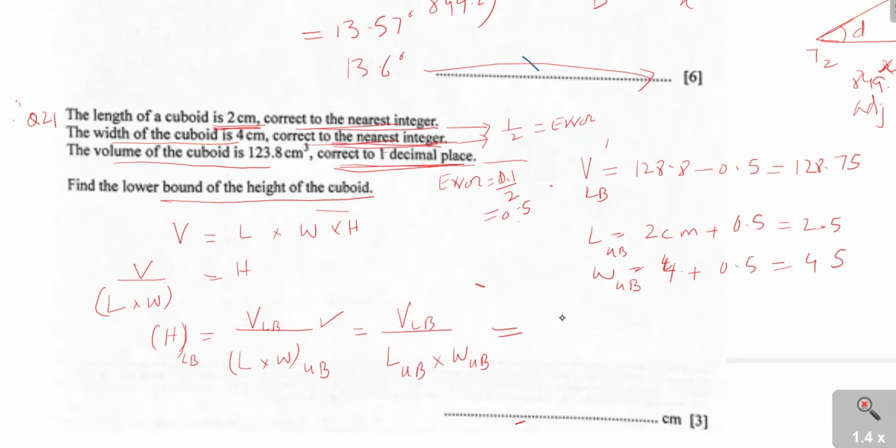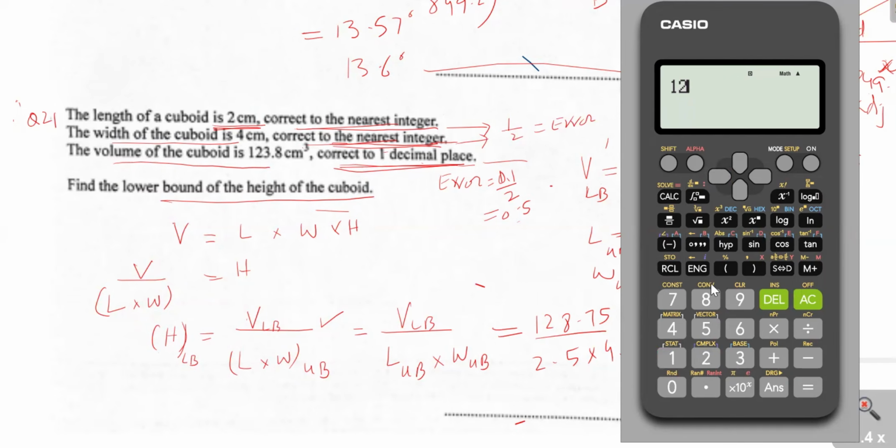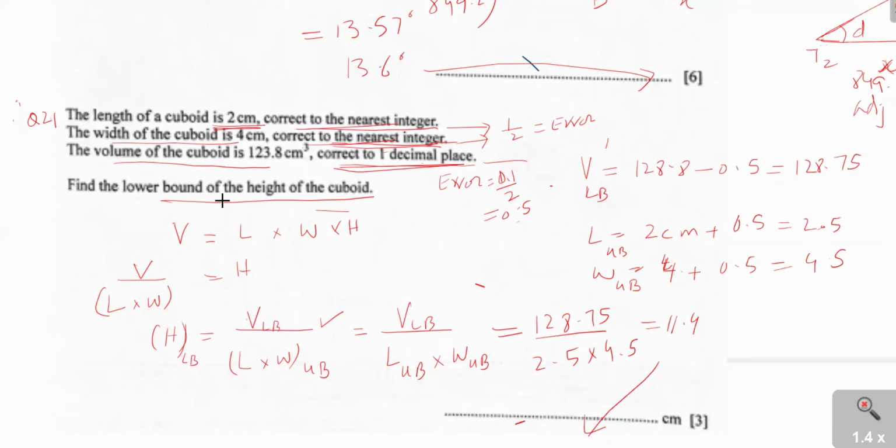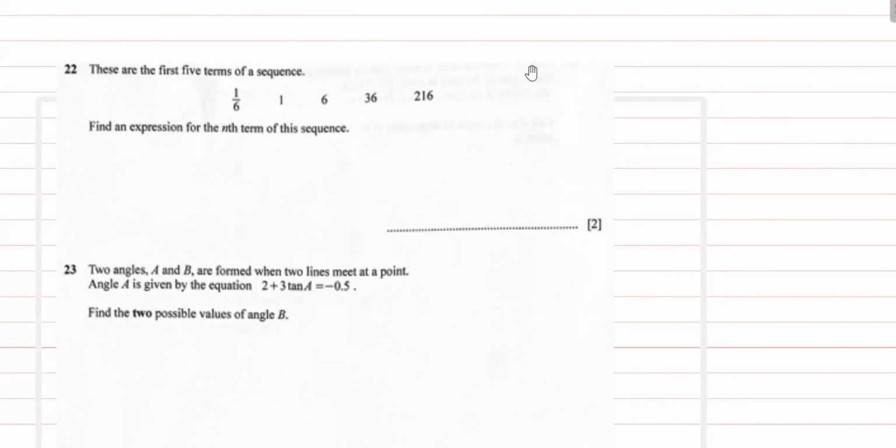And we can calculate this value by substituting these values in this formula. Look here, we write 128.75 over 2.5 into 4.5. And this will be equal to 128.75 divided by 2.5 divided by 4.5. And this will be equal to 11.4 centimeter, which will be the lower bound height of this cuboid.